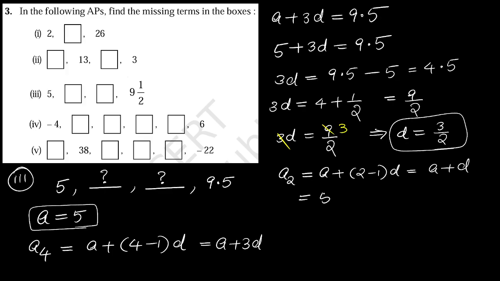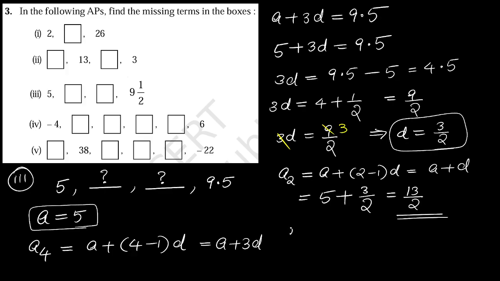A is 5. D is 3 by 2. I don't want to discuss the calculation. If you don't understand the calculation, you can tell me, I will repeat. I will explain. 10 plus 3, 13 by 2. 13 by 2 is the second term. The one missing term I got, 13 by 2.